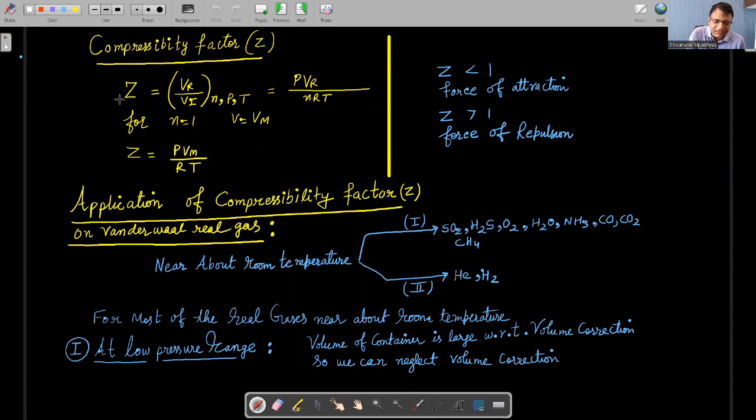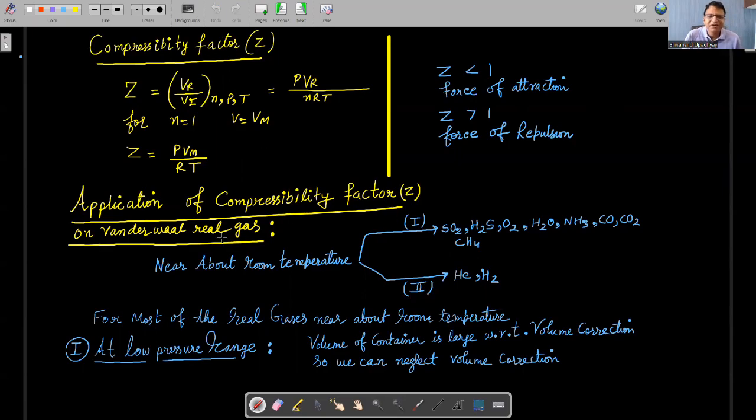And this can be written as Z equals P into V_R upon nRT, where P is pressure of real gas as well as ideal gas, n is the number of moles of real gas as well as ideal gas, T is the temperature of real gas as well as ideal gas. So for n equal to 1, when 1 mole of a gas is in a container, the volume of the container is molar volume. So we can write Z is equal to PVm upon RT. Most of the time we are writing for 1 mole of a gas, where Z is equal to PVm upon RT. So, application of compressibility factor on van der Waals real gas.